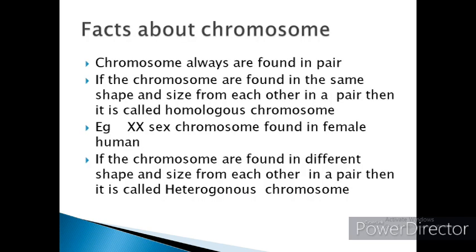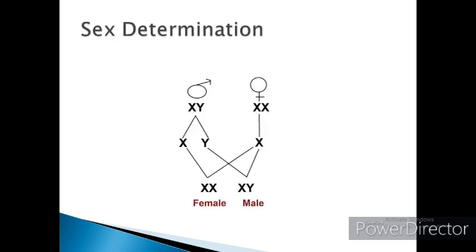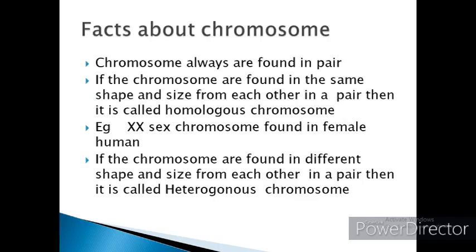Now, facts about chromosomes. There are some facts that we need to know about chromosomes. Chromosomes are always found in pairs. There are sex chromosomes and autosomes. The autosomes are from 1 to 22, and the 23rd is known as the sex chromosome.